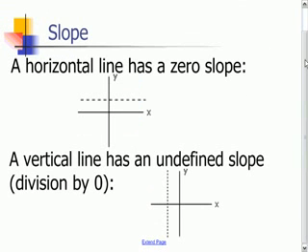We also have two other kinds of slope. Here, a horizontal line has a 0 slope. If you look at the horizontal line here, remember slope is the change in y over the change in x. And you can see there is no change in the y value at all for this entire line. It stays the same, so that is why a horizontal line has 0 slope.